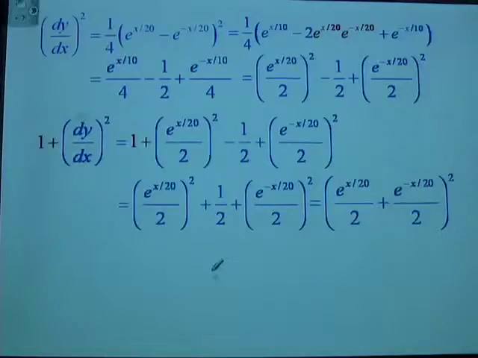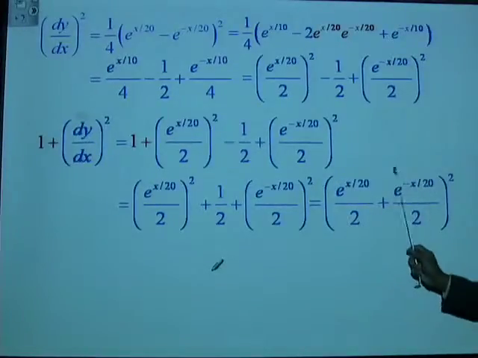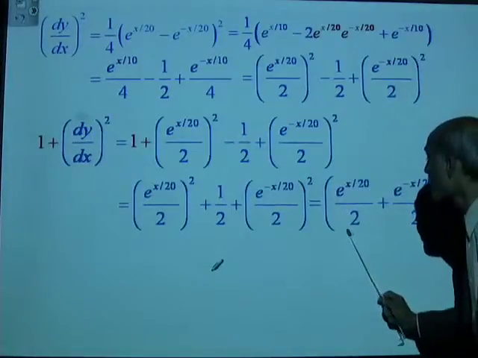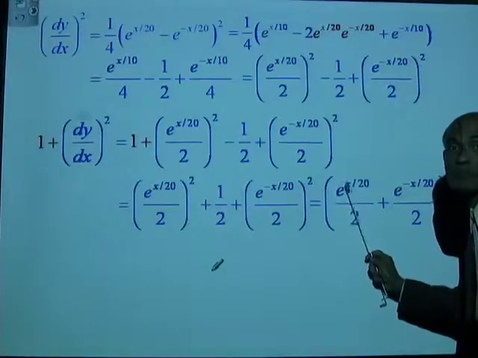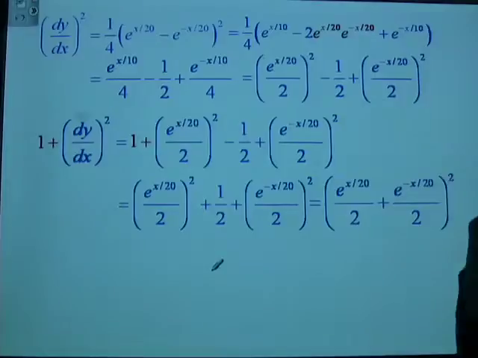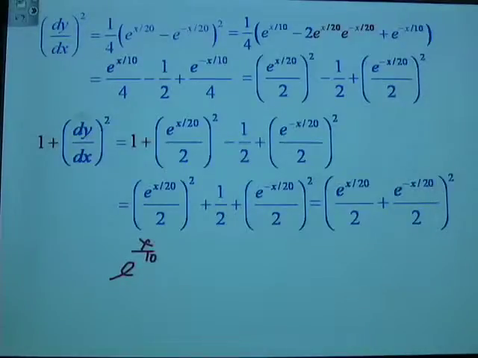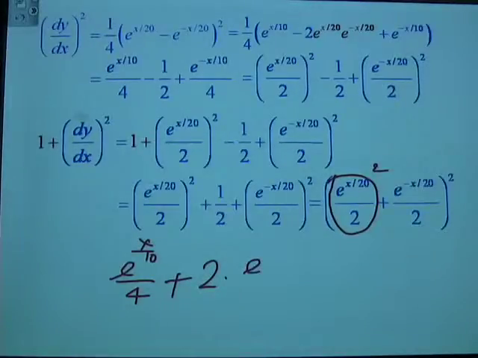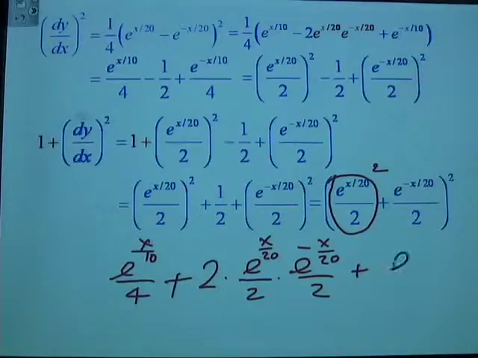Let me try and show that to you. I'm going to expand this quantity. Alright, remember, when you square this, what will happen? This will become e to the power of x over 10, and this will become 4. So, square of that will be e to the power of x over 10 over 4, that is the square of this, plus 2ab, 2 times a is e to the power of x over 20 divided by 2, b is e to the power of negative x over 20 divided by 2, plus square of the last one will be e to the power of negative x over 10 divided by 4.